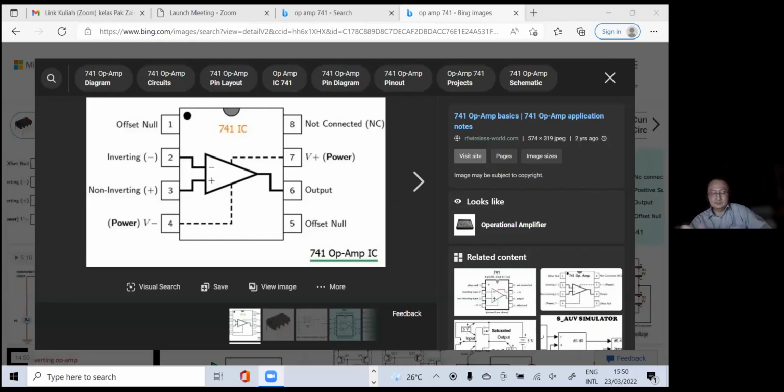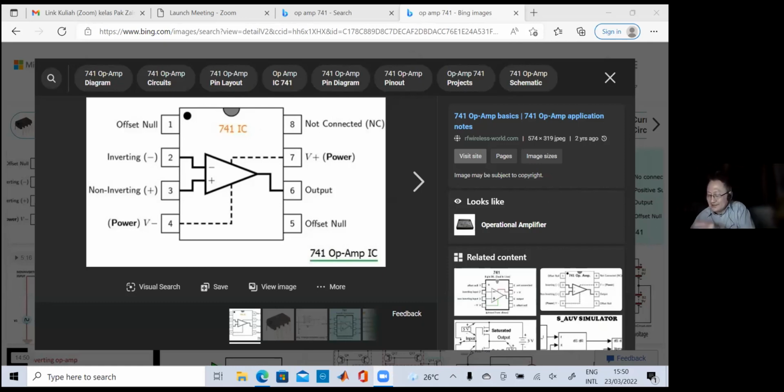Not here. Where is it now? I think it's there. Okay, so how can I share? Just share. This one, I think. Okay, this one is 741. Okay, there are various operational amplifier, but this one is the one which is very popular.